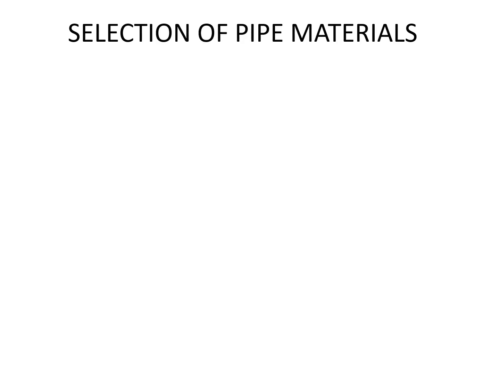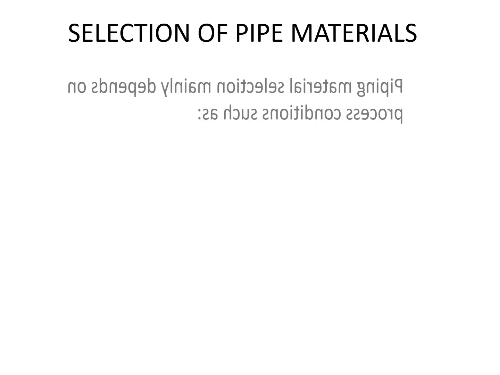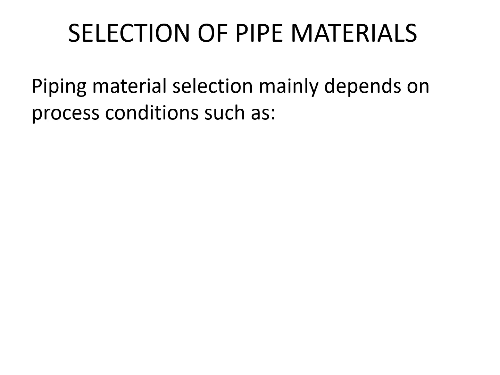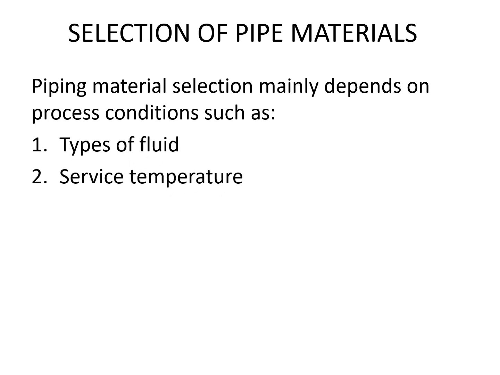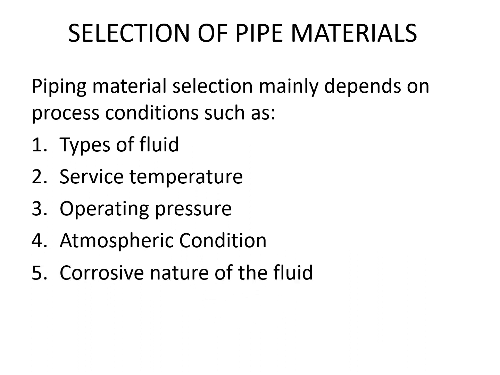Let's discuss further the selection of pipe materials. Pipe materials are mainly selected depending upon the type of fluid, service temperature or inside fluid temperature, operating pressure, atmospheric condition, and corrosive nature of the fluid.